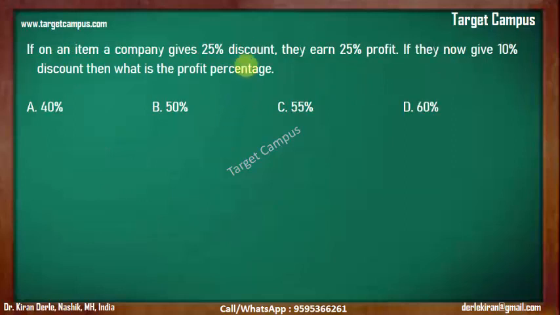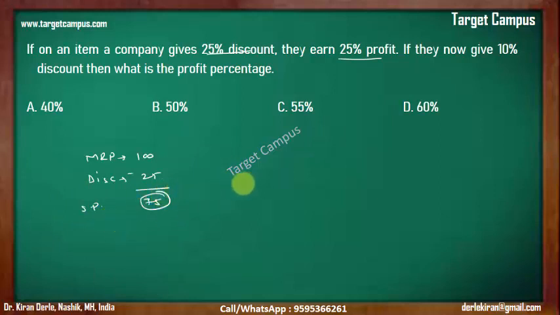If on an item a company gives 25% discount, they earn 25% profit. If they now give 10% discount, then what is the profit percentage? If on an item a company gives 25% discount, so if MRP is 100, the company gives 25% discount, so 25% goes out, so 75. This is the selling price of the company, but still the company makes a profit of 25%, right?